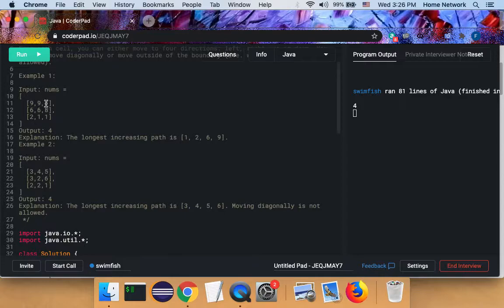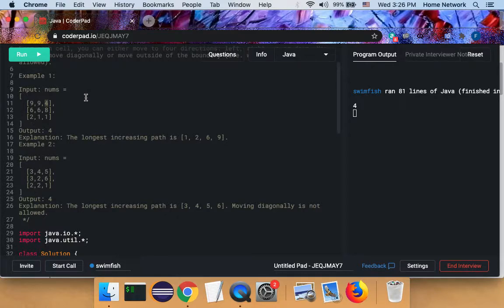For each node, all we have to do is iterate through all the 4 directions, and for each direction we calculate the longest path we can possibly go. And this is a backtracking problem.